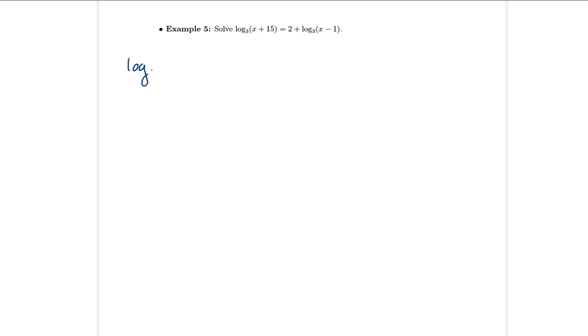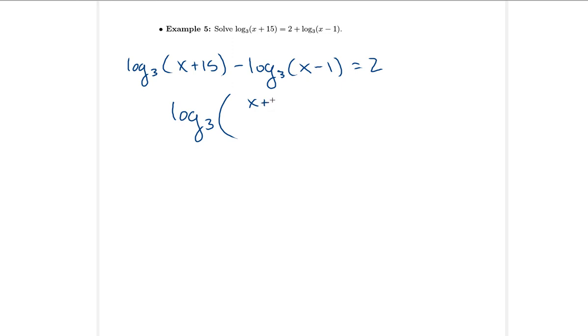So the log base 3 of x plus 15 minus the log base 3 of x minus 1 is equal to 2. But at that point, I've got subtraction of logarithms with the same base. So the log base 3 of x plus 15, the one that's with the positive logarithm, and x minus 1, the one that's with the negative logarithm. And so we have 3 squared equals x plus 15 over x minus 1.